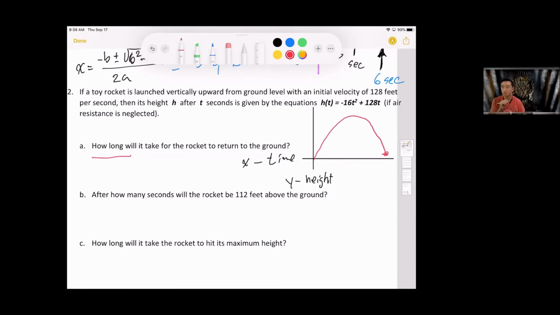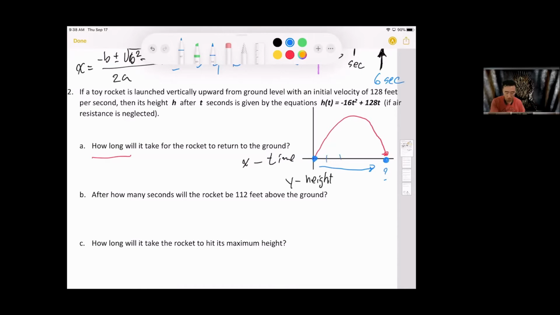So what is it asking for? Is it asking for y-intercept? Is it asking for vertex? Or is it asking for x-intercepts? X-intercepts. Very good. It's asking for the x-intercepts because it wants to know how long it takes to come back down. So that's all you got to recognize. You got to recognize what they're asking for. How long would it take for the rocket to come down?